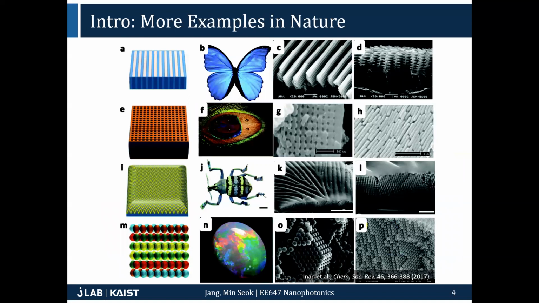And there are many examples. Besides the morpho butterfly, there are the feather of a peacock or a beetle, and some natural gemstones, which have their own microscopic structure. If you zoom in on the surfaces of these naturally occurring materials, you can see they have an ordered structure, and the optical properties arise from this ordering.